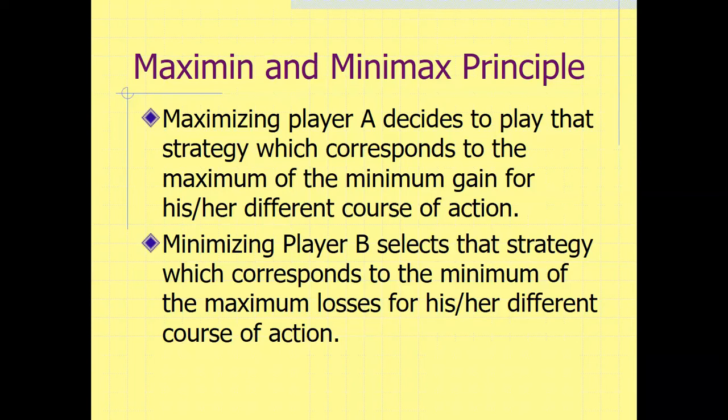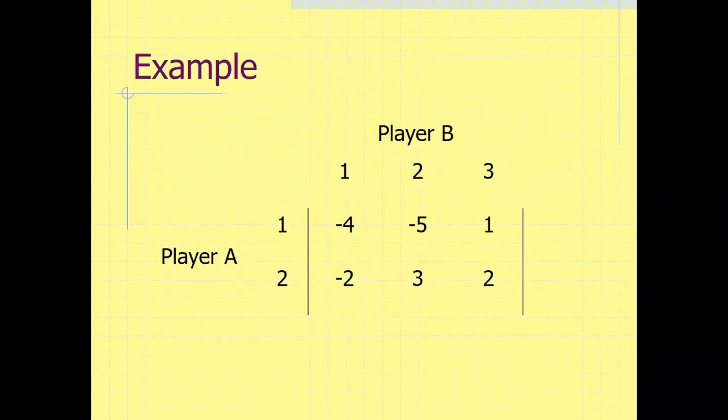Similarly, the player Y, the minimizing player, would also like to play safe, and in that case he selects that strategy which corresponds to the minimum of the maximum losses for his different courses of action, and this is known as minimax principle. In other words, the maximizing player adopts the maximin criteria while the minimizing player adopts the minimax criteria for their optimal strategy. Now, for example, let us consider a game whose payoff matrix is this.